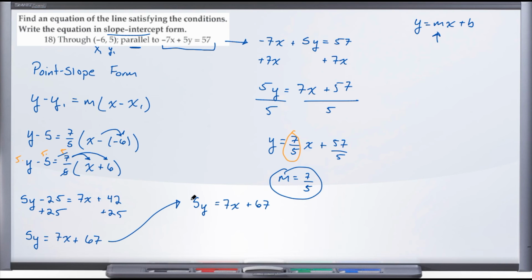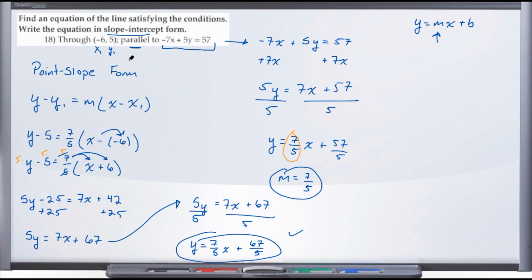All right, so I just rewrote that last line there. Finally, to solve for y, putting this equation into y equals mx plus b, we'll divide by 5, and that leaves us with y equals 7 over 5x plus 67 over 5. And there you have it.